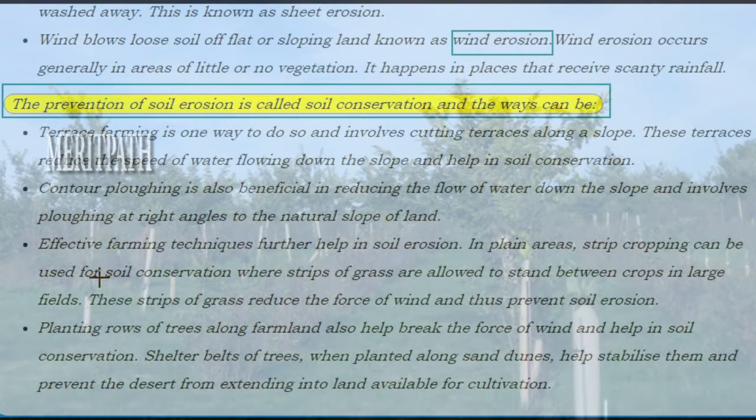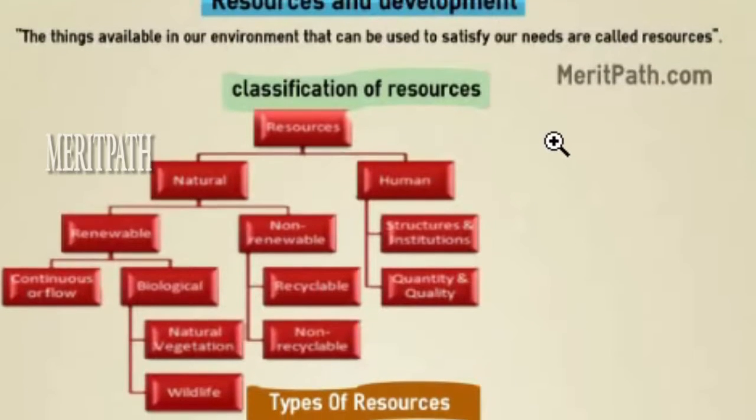Planting rows of trees along farmland also helps break the force of wind and helps in soil conservation. Shelter belts of trees, when planted along sand dunes, help stabilize them and prevent the desert from extending into land available for cultivation.